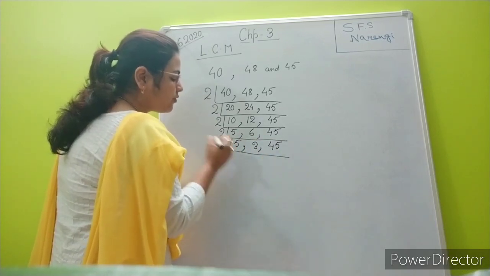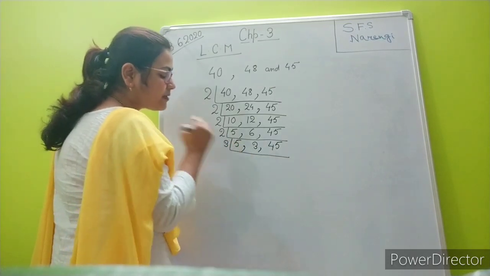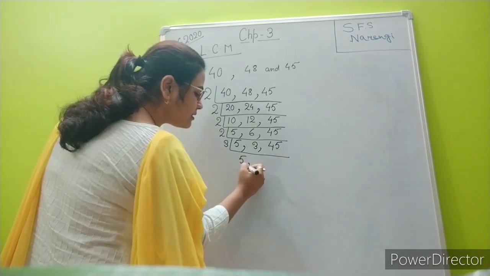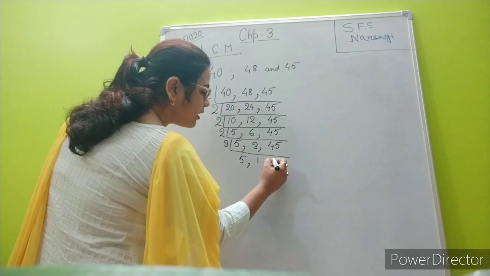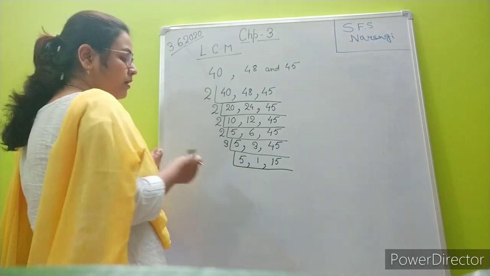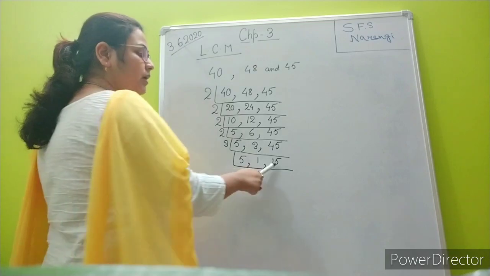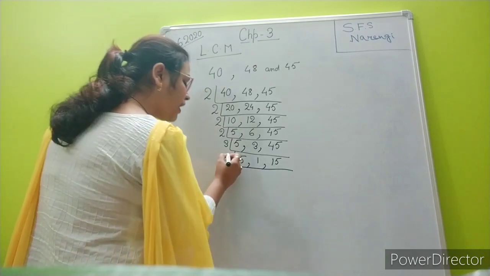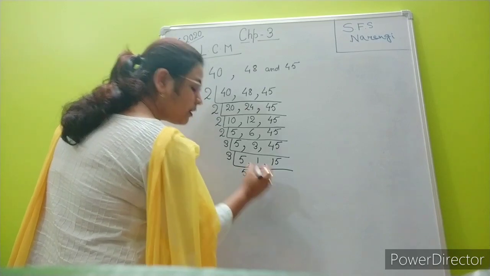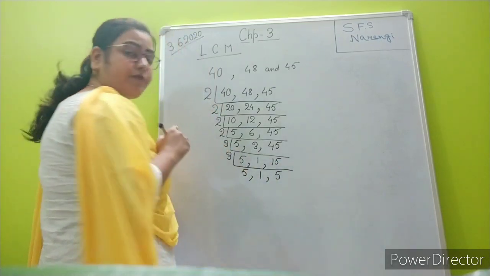Now let's start with 3. Divisible by 3, right? And this one? Yes, this one is also divisible by 3. 5 is not divisible by 3. So 5 will be here as it is. 3 1s are 3. 3 1s are 3. 3 5s are 15. Now you tell me. 5 is not divisible by 3. 1 is also not divisible by 3. But 15 is divisible. So we are going to divide by 3. 3 1s are 3. 3 5s are 15.